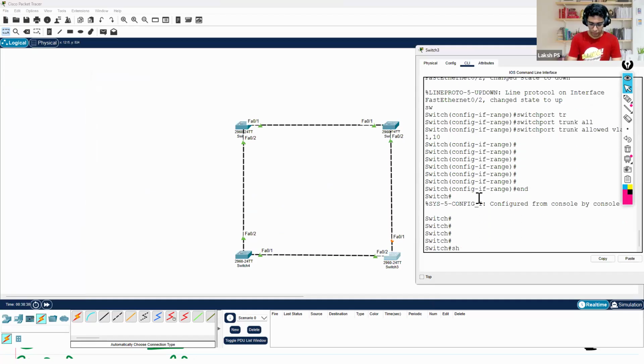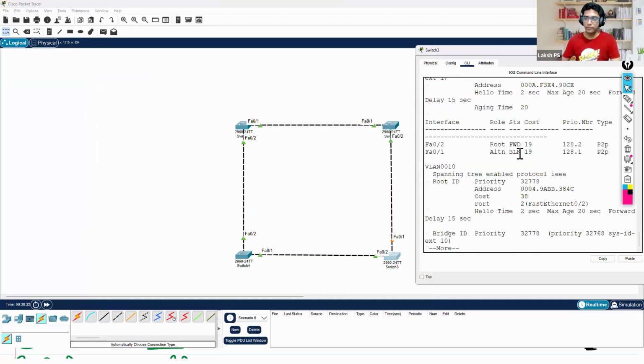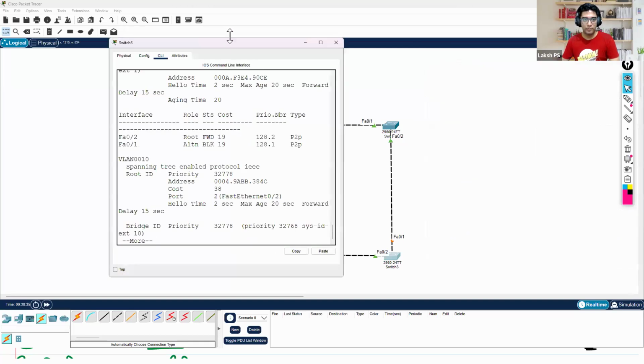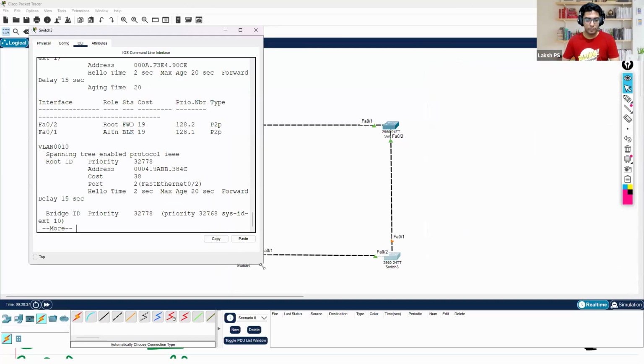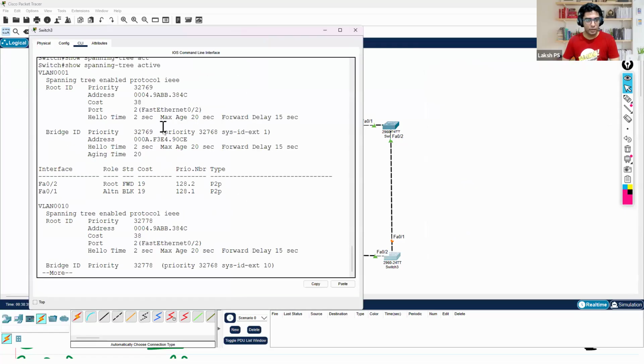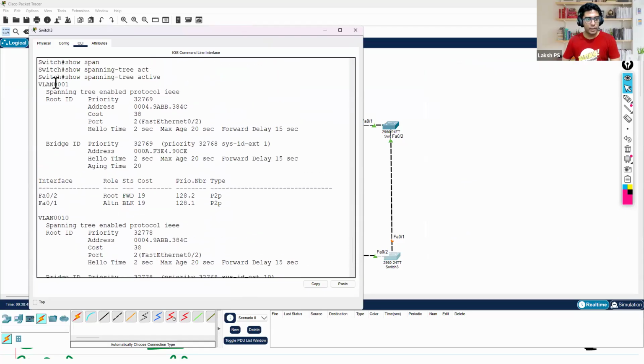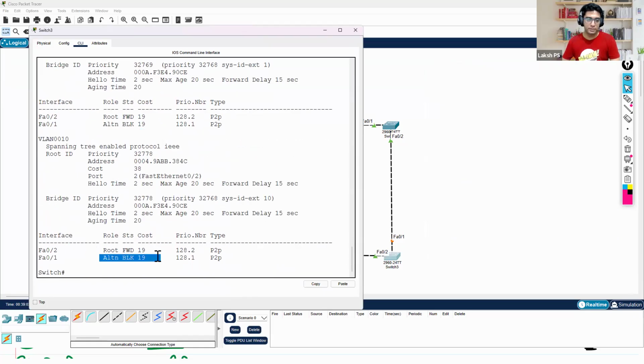Show spanning tree active. Okay, we can see it says for VLAN number 1, 384C MAC address is the root switch. For VLAN number 10 also 384C is the root switch. And you can clearly see for VLAN number 1 data this interface is in the blocking state, and for VLAN number 10 data the same interface is in the blocking state.